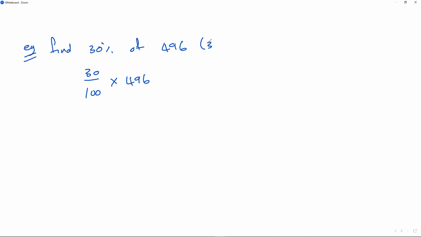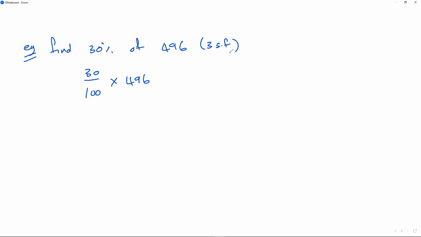All right, let's go to the next one. Let's suppose I want to find 30% of 496. Exactly the same principle applies here. So I've got 30 over 100 times 496. And let's round our answer to three significant figures. So that's what we're given now.